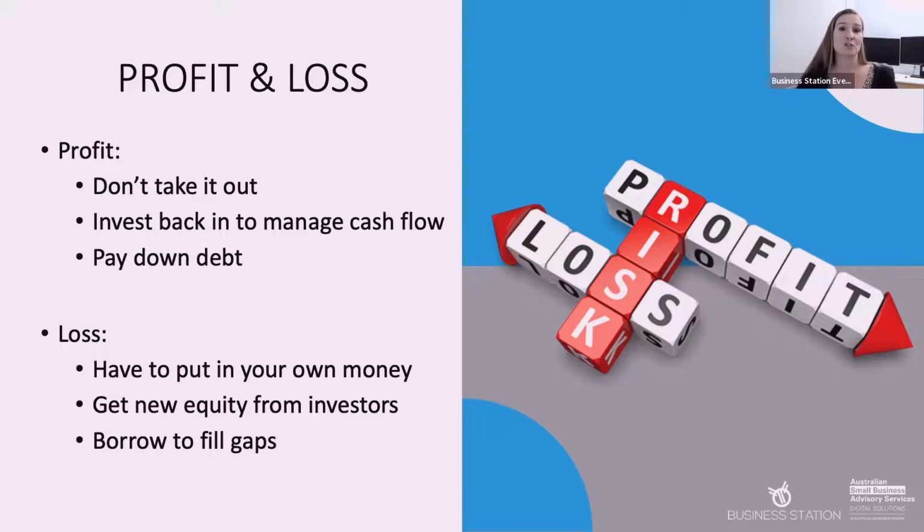If your forecast shows a loss, then you'll have to obviously look at what you can do here. But first of all, you might need to consider inputting your own money. You may need to look at getting equity from investors. You might have to borrow to fill gaps. So you might need to speak to your bank about that, whether you need a business loan or even an overdraft. Now, an overdraft is a really common solution for a lot of small businesses to manage cash flow.